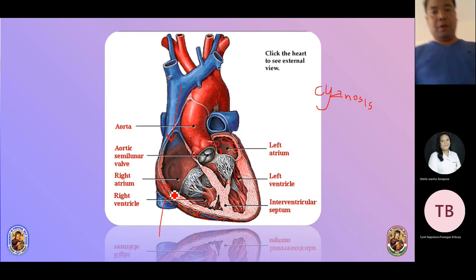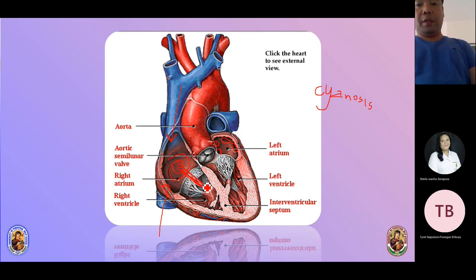Okay, ano yung mga bloods that are being drained by the superior vena cava? Earlier we said that it is yung head and neck and the upper extremities, while the inferior vena cava is from the trunk and from the lower extremities. It all drains into the right atrium. Okay? Then from the right atrium, it will be pumped to the left atrium.